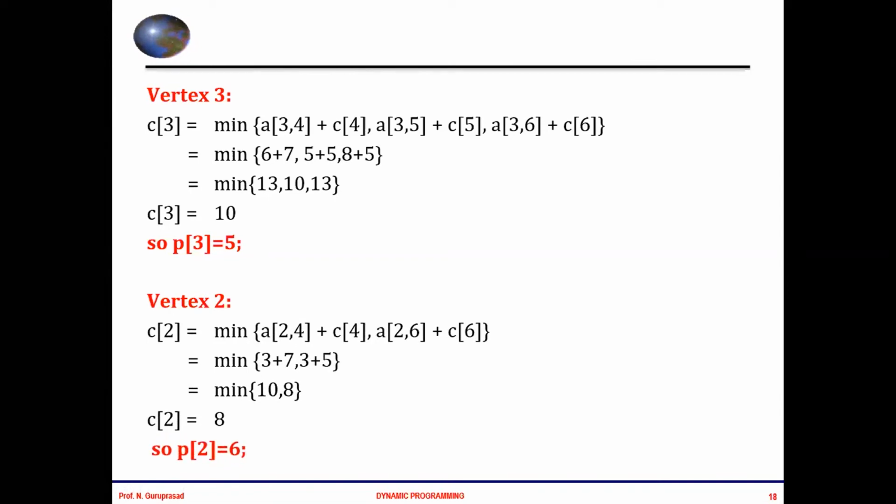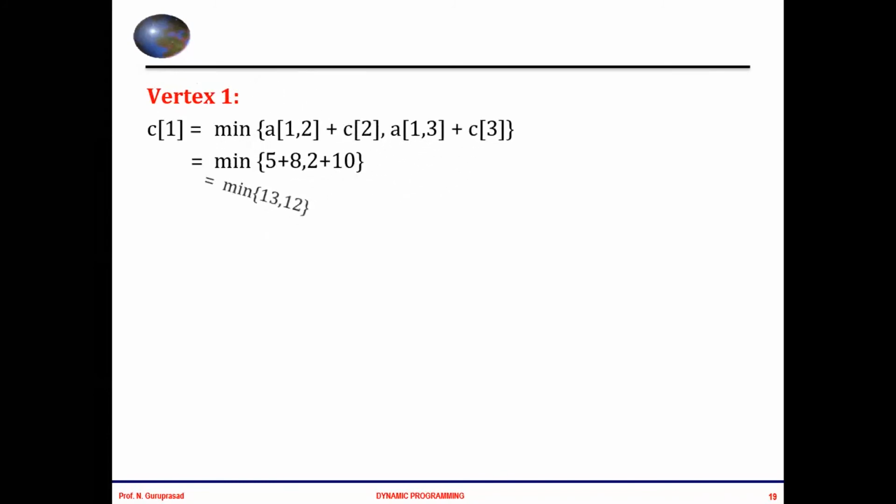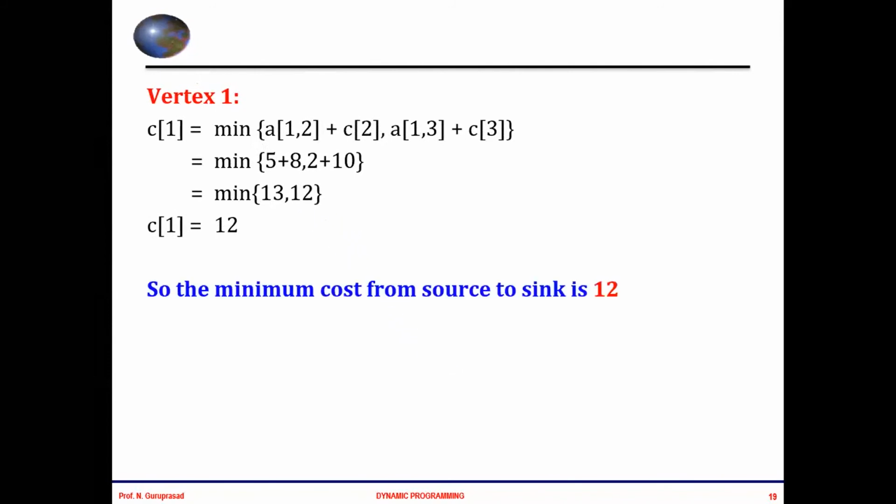Can you give me the last value? C of 1 and P of 1. So vertex 1, as some of you have got right, C of 1 will be 12 and P of 1 will be 3. Right? So when we say C of 1 is equal to 12, please understand the minimum cost from source to sink is 12. Okay, the minimum cost from source to sink is 12.